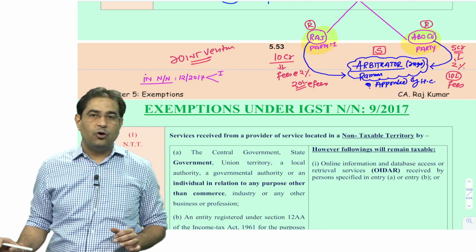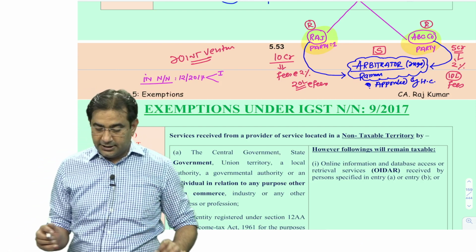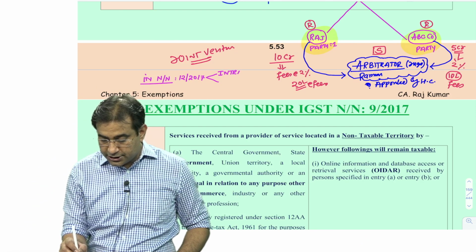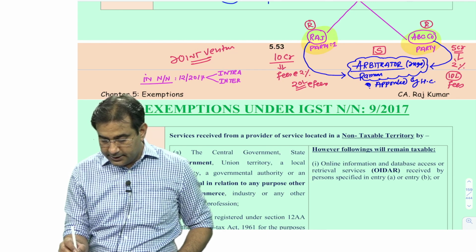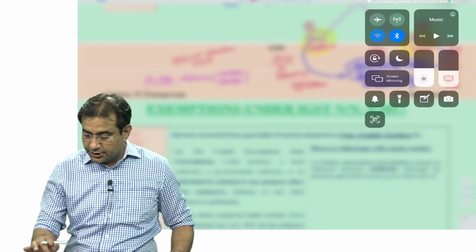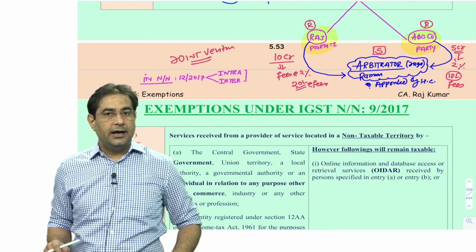In notification number 12/2017 that we have discussed already, all the exemptions contained in this notification are common exemptions which are applicable whether the supply is intrastate or interstate. In both situations, all the exemptions are applicable. Is it okay? Intrastate or interstate, in both situations, all above exemptions are applicable.